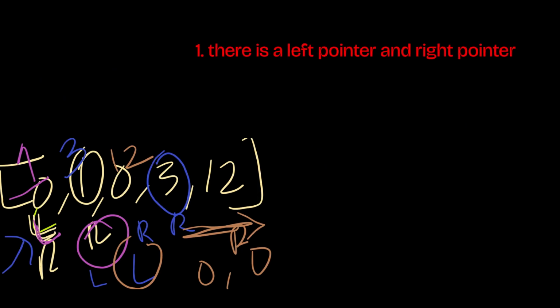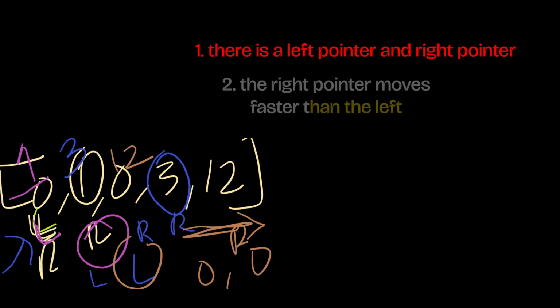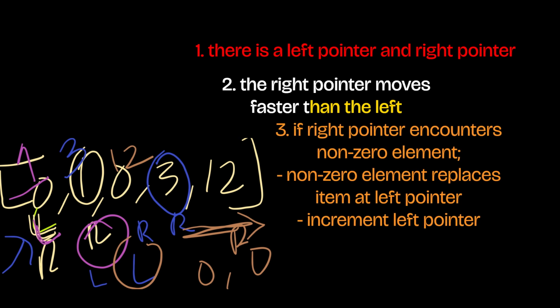So the algorithm would be, we have a left pointer, we have a right pointer. Our right pointer is always on the move. If our right pointer encounters a non-zero element, the non-zero element takes the place of the left pointer, and then the left pointer moves. And so the algorithm runs till we get to the last element in our array, and then we populate the remaining empty spaces with 0. Now let's jump right into our code to see what that looks like.